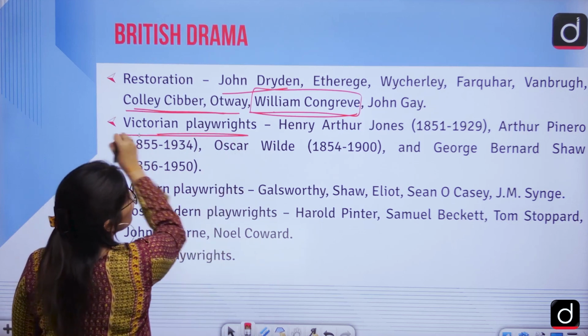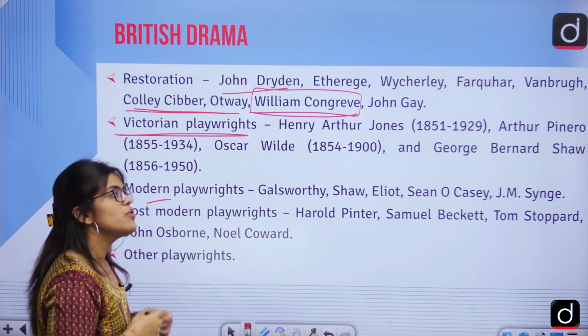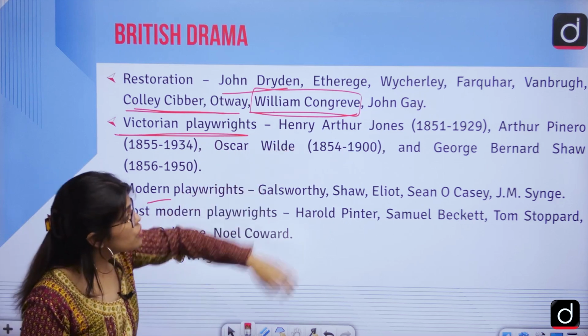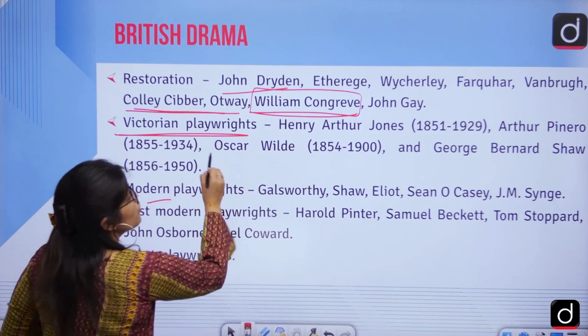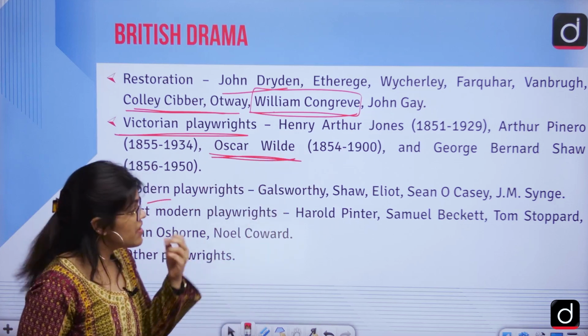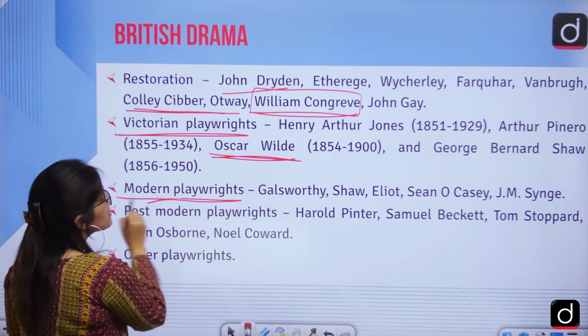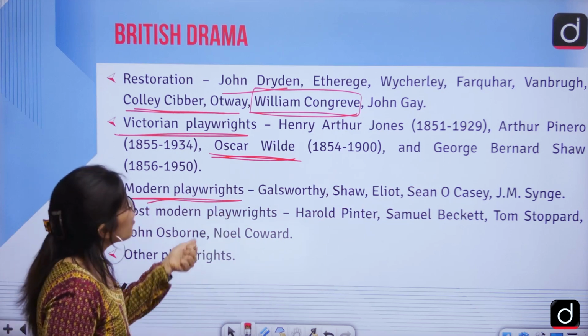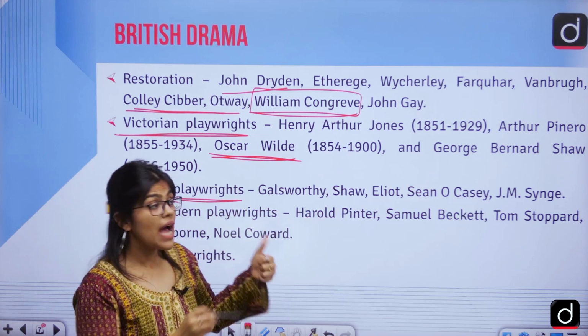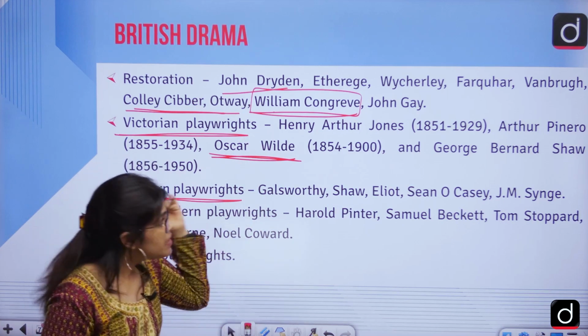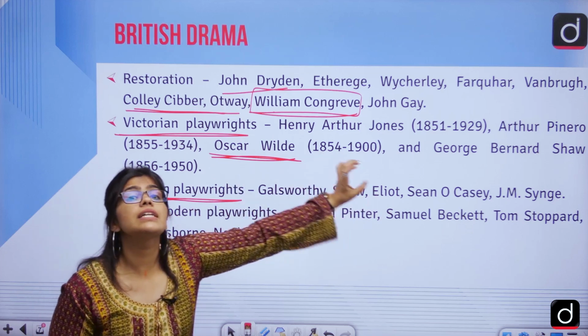Then comes the Victorian period. In the Victorian period, you have authors like Henry Arthur Jones, you have Arthur Pinero, you have Oscar Wilde, who is very, very important. Then you have G.B. Shaw, etc., right? Then come the modern playwrights. In the modern playwrights, we'll be studying many more. This is just an example I wanted to give you. There are many more writers that we'll be studying in greater detail.